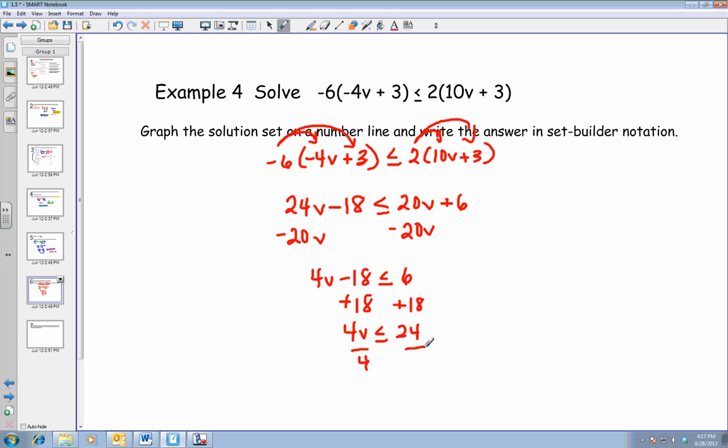Divide by 4. v is less than or equal to 6. And I didn't have to worry about changing my inequalities because I never multiplied or divided by a negative number.